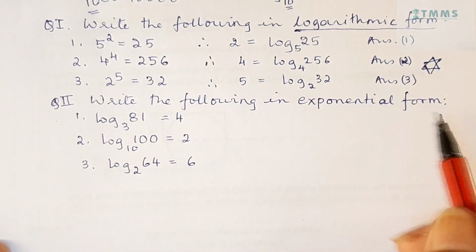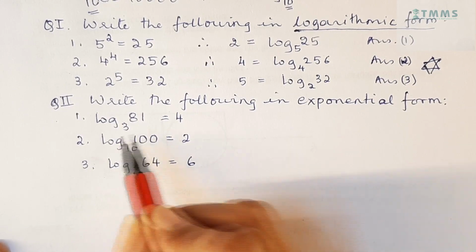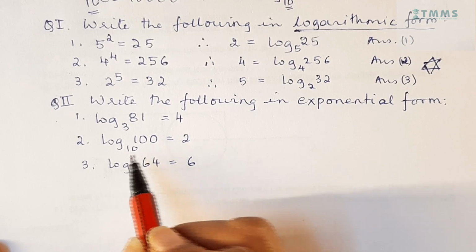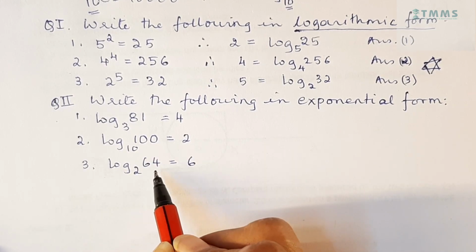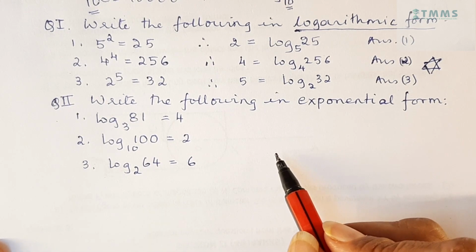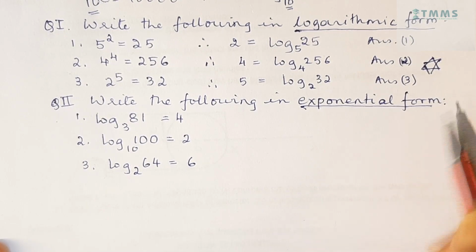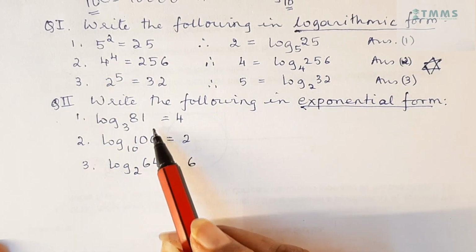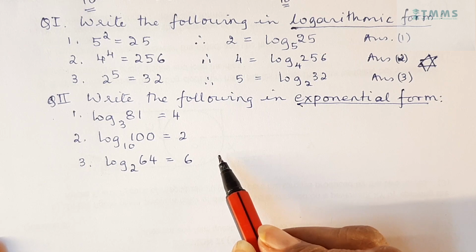Write the following in exponential form. The first one is log 81 to the base 3 equal to 4. Second one, log 100 to the base 10 is equal to 2. And third one, log 64 to the base 2 is equal to 6. Now pause this video and write it in exponential form, which means you must write something like this. It's simple, right? Come on. Your time starts now.